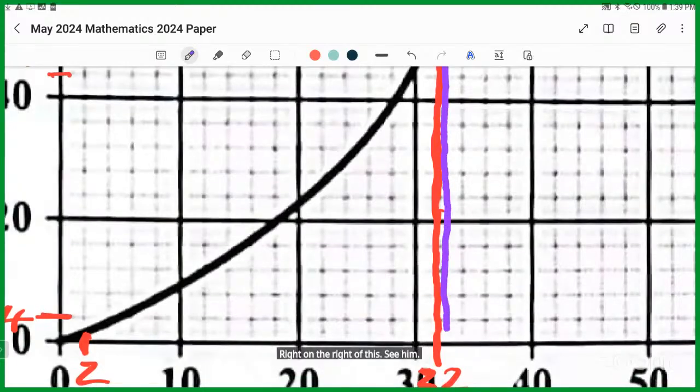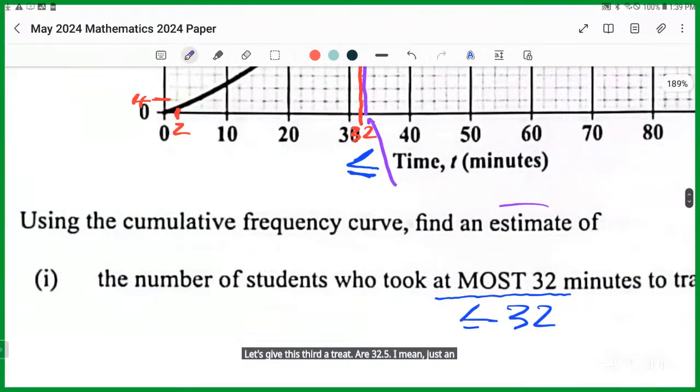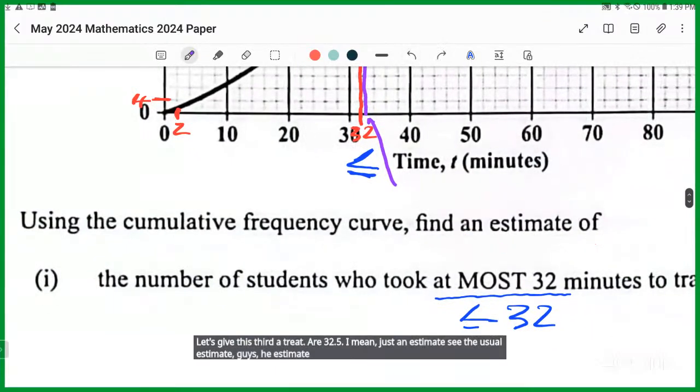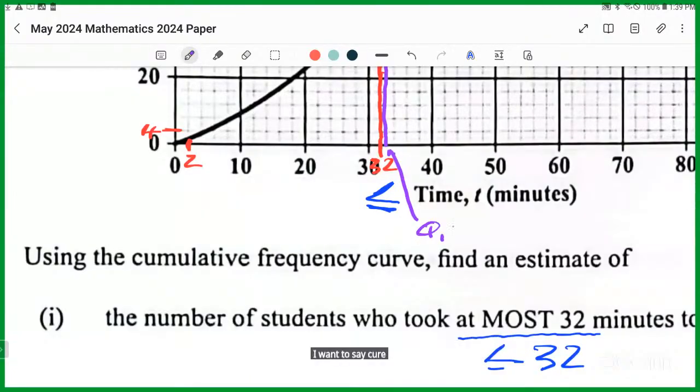So we can literally give about the same value. This was 32. This was 32. This was 34. I'm not going to give it 33. Let's give this 33. Or 32.5. I mean, just an estimate. See, they use the word estimate, guys. Everything we're doing here is estimating. So I'm going to give this 33. So I'm going to say Q1 is 33 minutes.